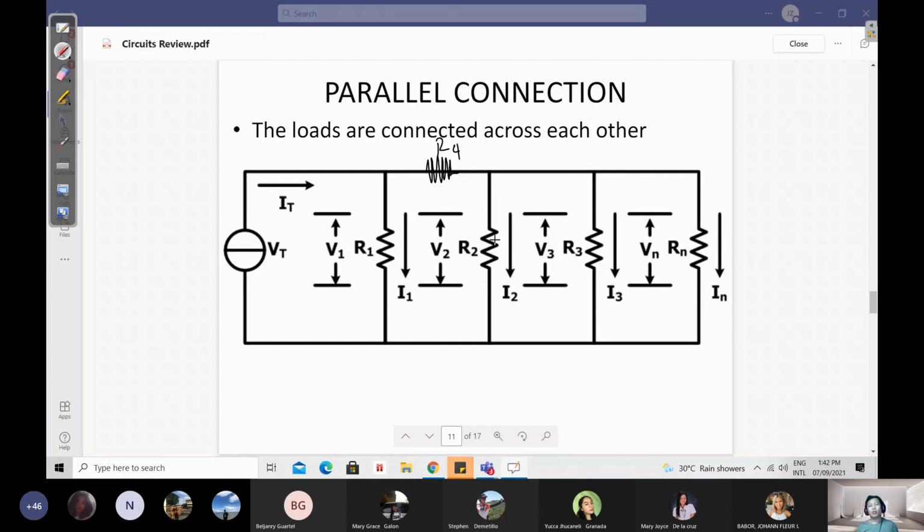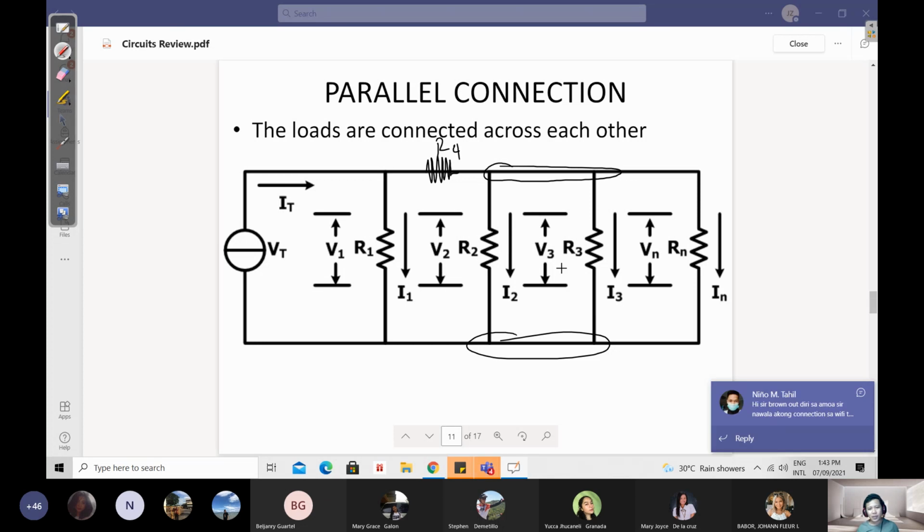Again, do not base your judgment on the form or shape. Base it on the connection. That's why it's called parallel connection, because you're not going to base it on the formation. Just because your two resistors look parallel in form does not make it a parallel connection. The basis for parallel connection is that both ends should be connected. In series, it is only one end.